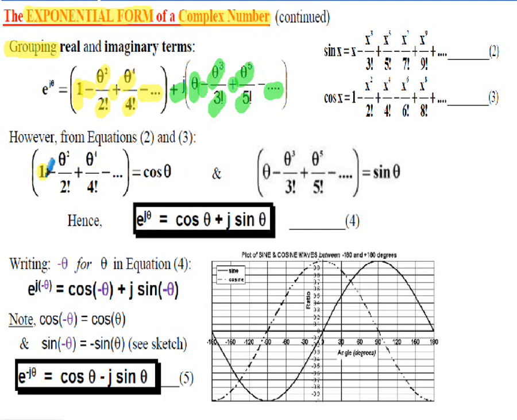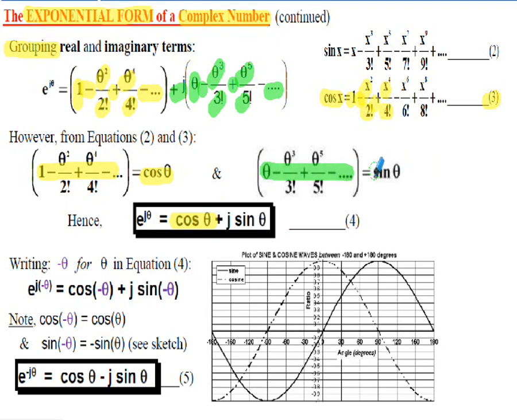Just considering the real terms now, we notice they're very similar in their power series format to that of cos x, or equation 3, on the previous slide. I've repeated it here for convenience. The power series cos x was equal to 1 minus x squared upon factorial 2 plus x to the 4 upon factorial 4, etc. And that's the format we've got in our j theta series. So we could write on the right hand side of the e to j theta power series cos theta for all the real terms.